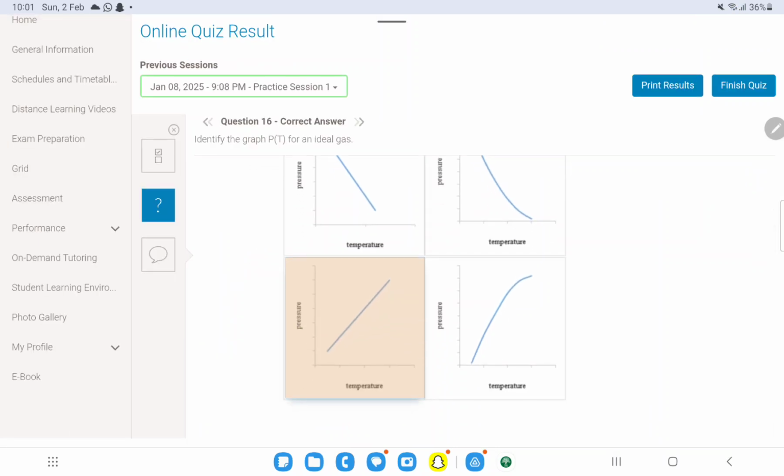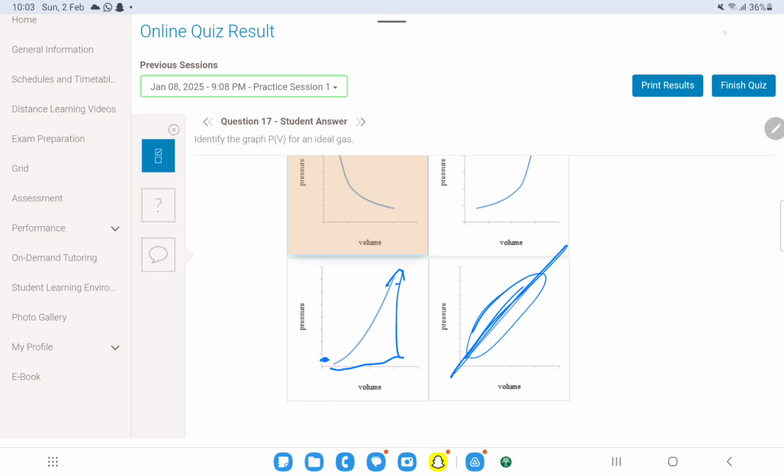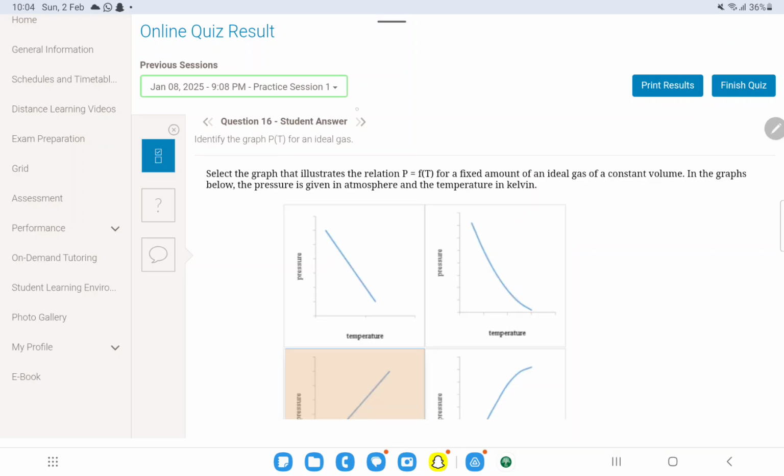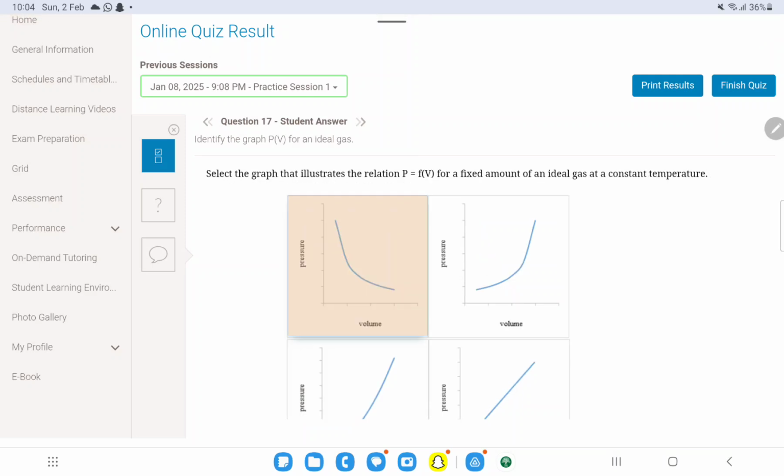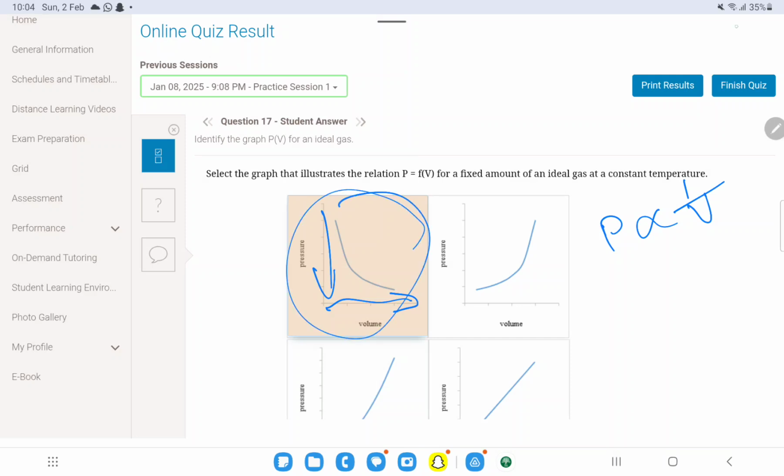Here they want us to find a graph that is correct for ideal gases. We know that pressure is directly proportional to temperature, so it will be a straight line passing through the origin, just like this one. Here they want the graph that shows the correlation between pressure and volume. So we know that pressure is inversely proportional to volume. As long as volume increases, pressure is decreasing. So this one is the correct one.